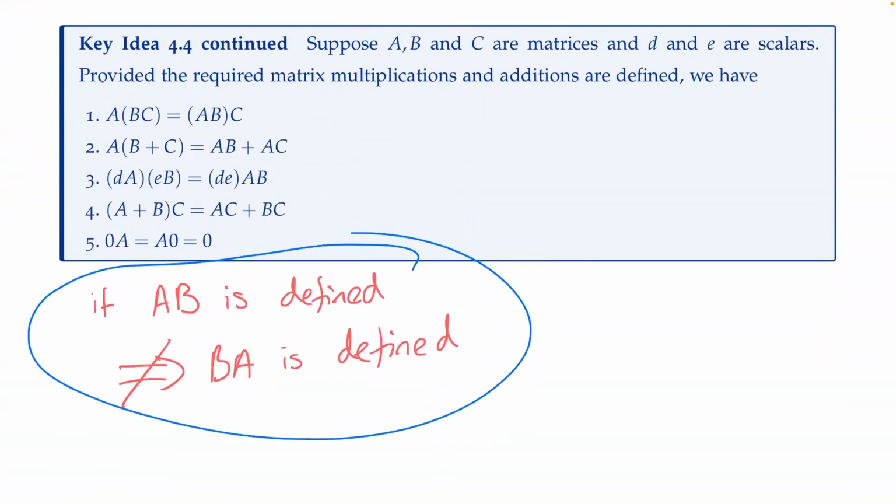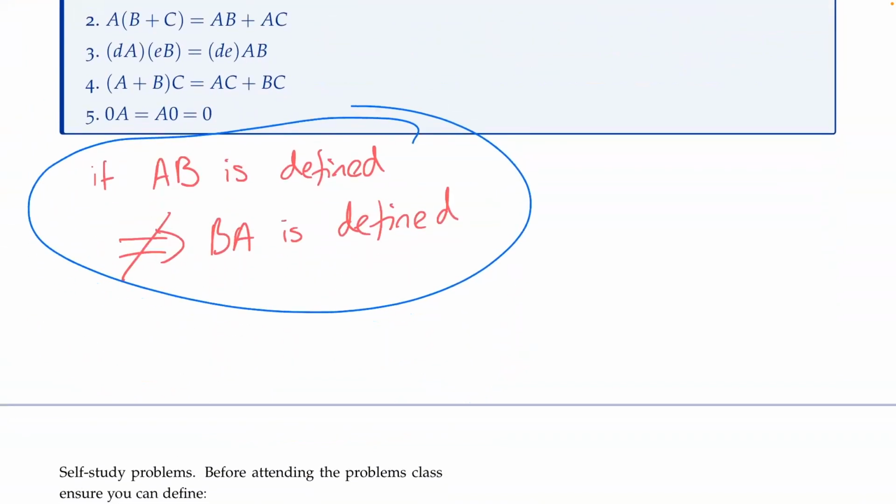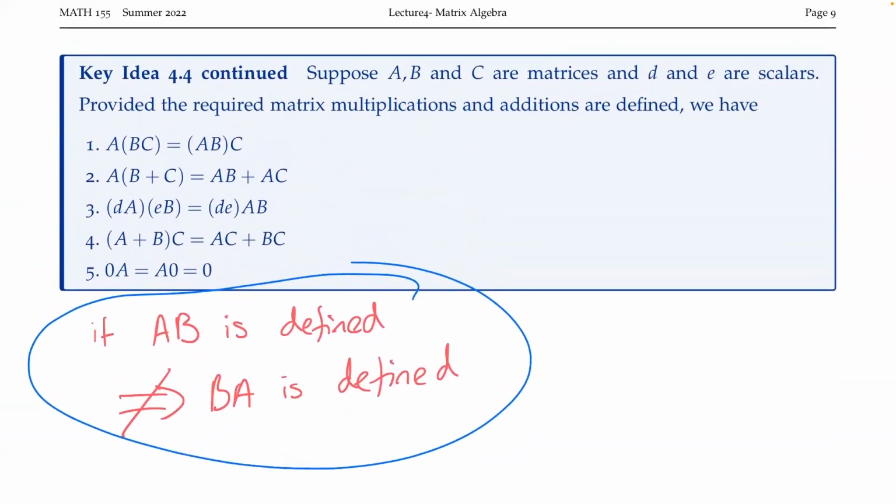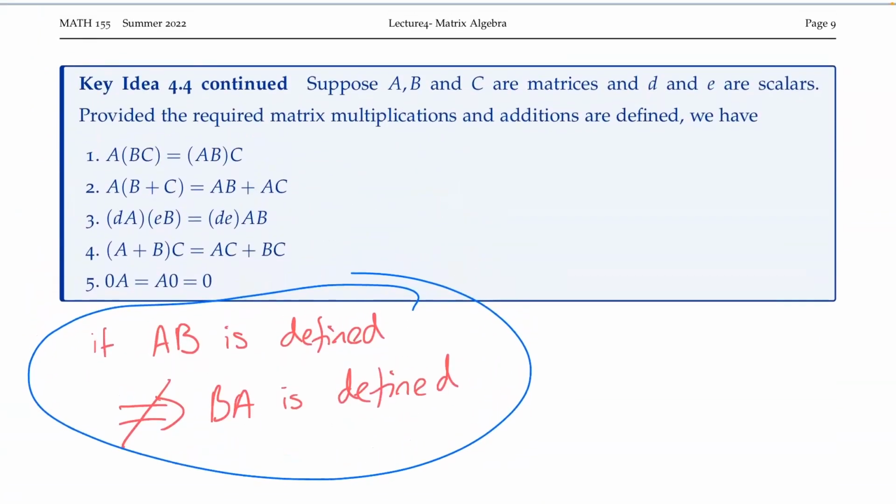The reason that one might be defined, but the other isn't defined is because if we have an M by P and a P by N matrix, those P's have to be the same, the ones on the inner product. Okay, that is everything from the pre-recorded lecture.